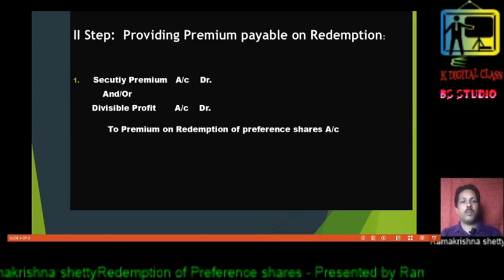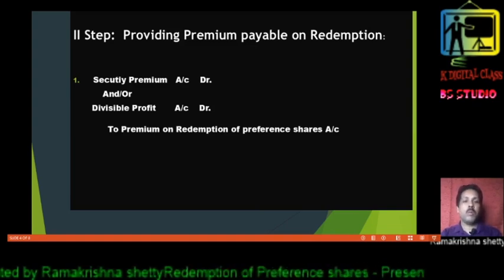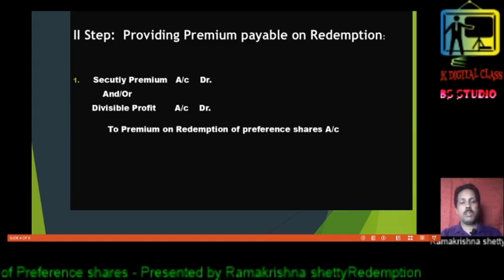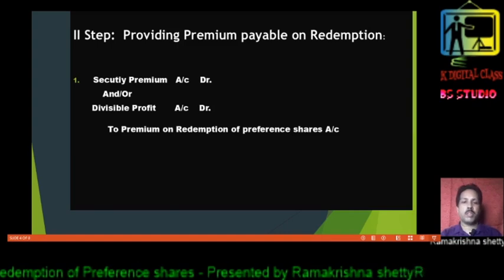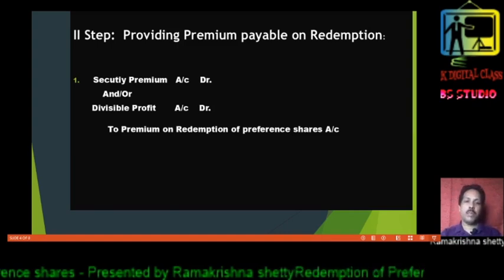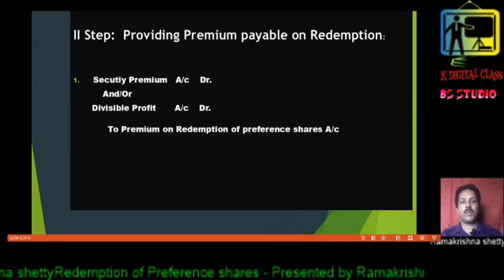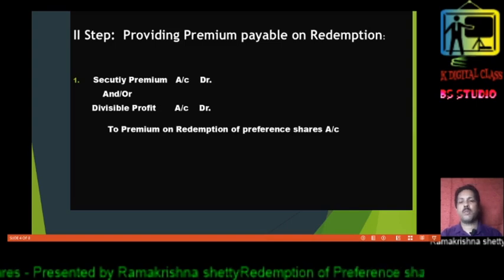Sometimes if the amount is sufficient, only the security premium is utilized. If the amount in the security premium is not sufficient, then divisible profit can be utilized. So both can be utilized or any one can be utilized based on the amount available. Divisible profit may contain profit and loss account balance, reserve fund, general reserve, workman compensation fund, or any other fund specified in the problem.